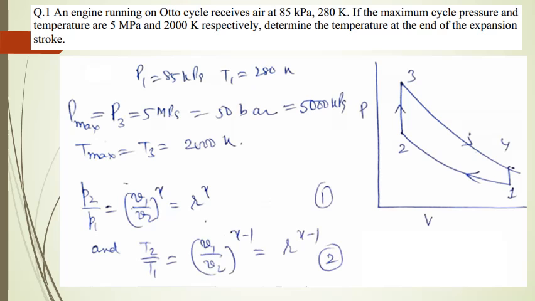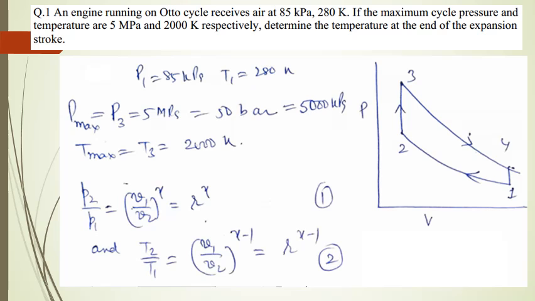So P1 is equal to 85 kilopascal and T1 is equal to 280 Kelvin. The maximum pressure of the cycle, that is at point 3, is 5 megapascal, that is 50 bar, or we can say 5000 kilopascal. Similarly, by the TS diagram you will come to know that the maximum temperature of the cycle is at point 3 and that is equal to 2000 Kelvin.